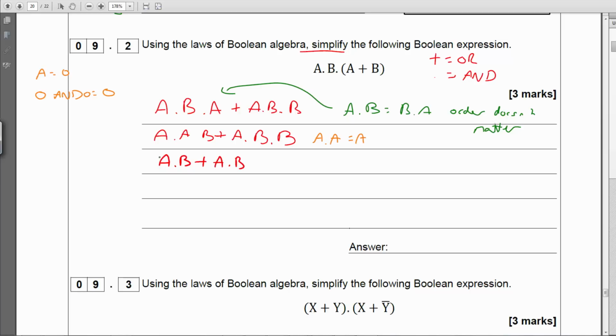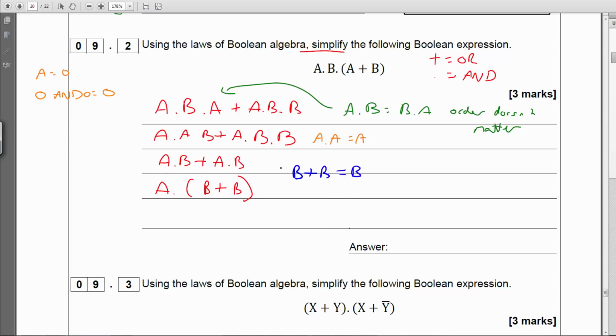So we have this. And again, what I'm going to do is basic algebra, going back to just normal maths. I'm going to factorize this. You can factorize it in two ways. You could take out a B as a factor, or you can take out an A as a factor. I'm just going to do A as a factor because it's first in the alphabet. So it's going to be A multiplied by the bracket of B plus B. And actually this is another rule too. B plus B, or any input ORed with itself, is equal to B.